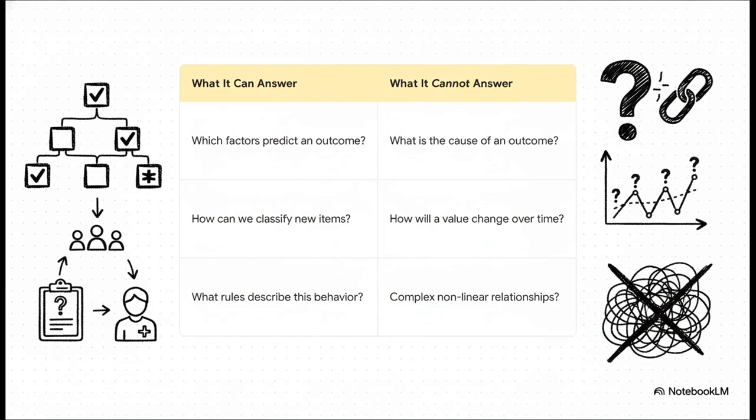But what's absolutely crucial to understand about decision trees are their limits. They are fantastic for classifying things, like predicting if a patient is a no-show risk. But they can't tell you the root cause. They show you there's a connection, but not that one thing caused another. It's all about correlation, not causation.